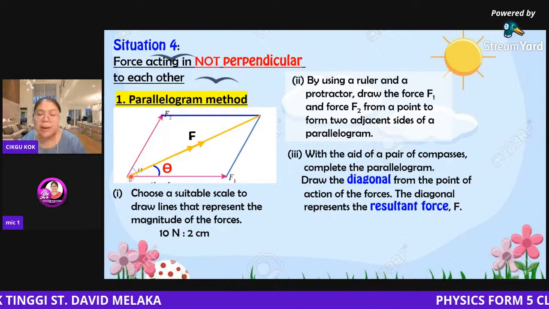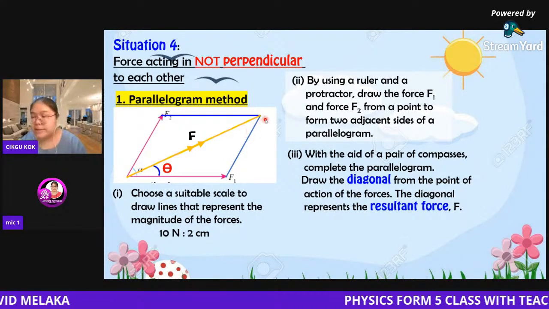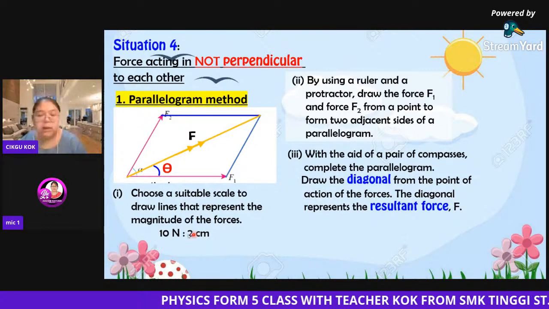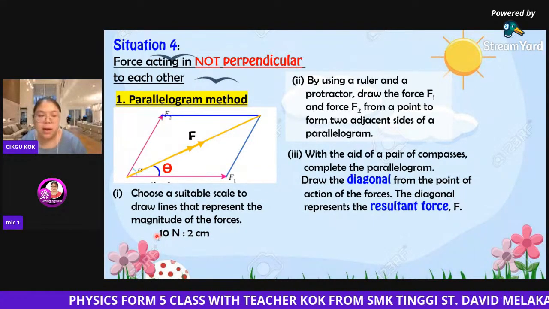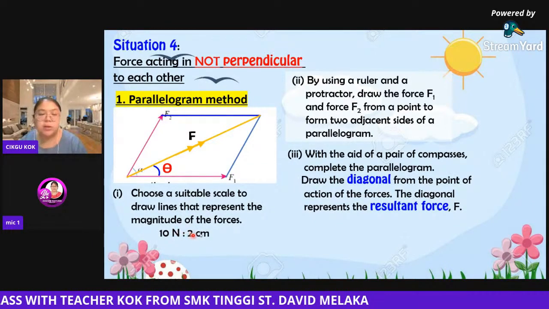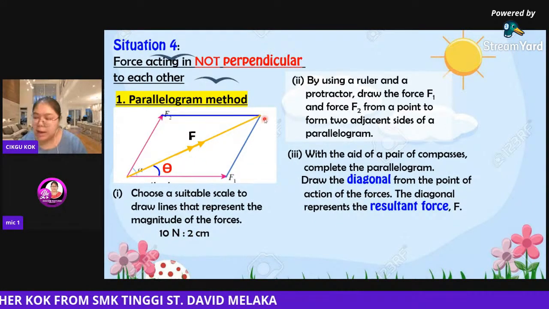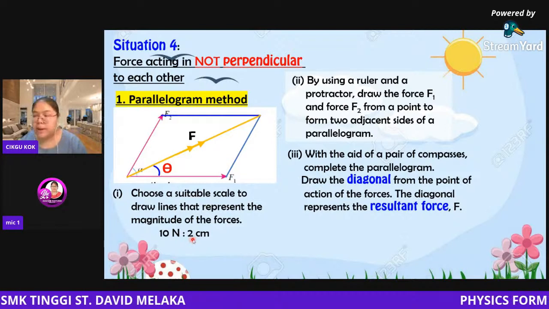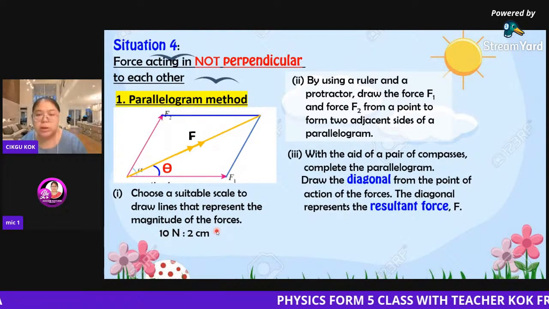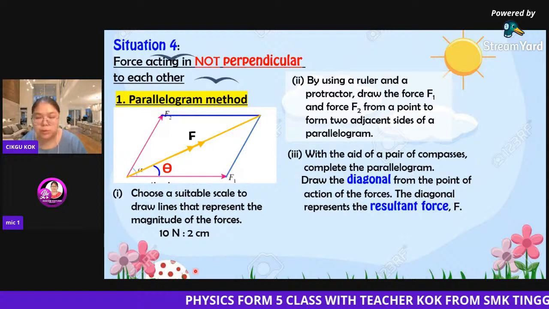For example, if I get 5 cm, you need to convert it to Newton. I need to times this by 2.5. So if I say this one is 8 cm, you divide by 8 to get 4 cm, and 4 times 10 is 14 Newton. It depends on the scale you use.